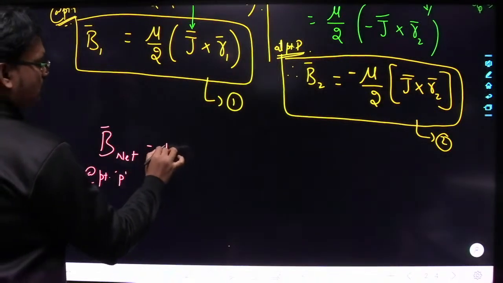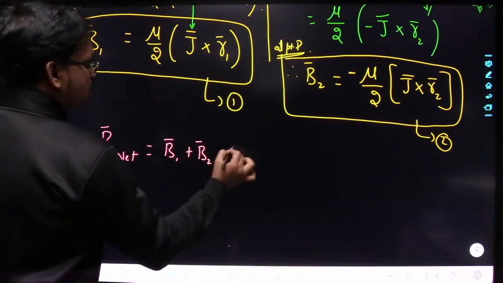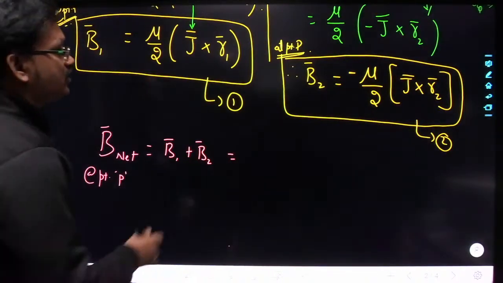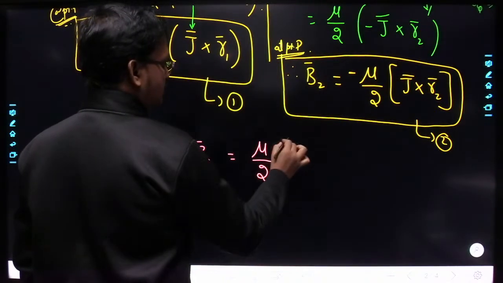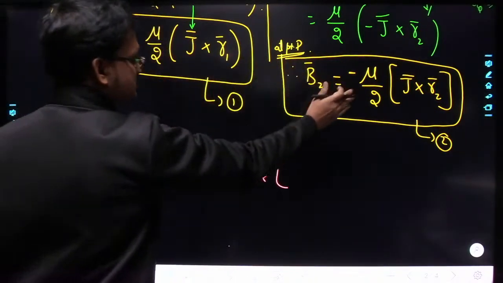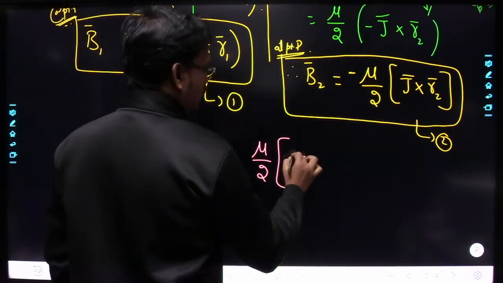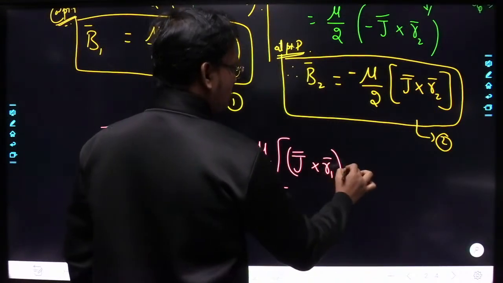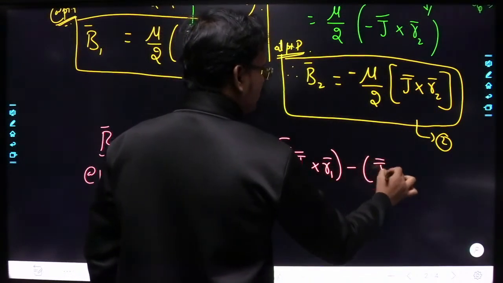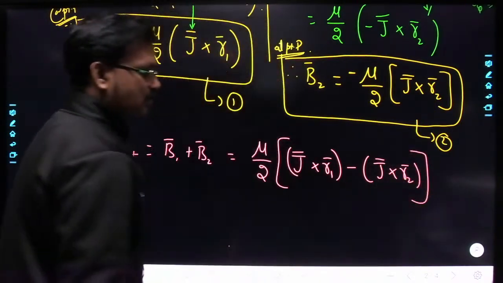It is equal to B1 bar plus B2 bar. So if you do this, what are you going to get here? See, I can take mu by 2 common from this expression. So then I am going to get J bar cross R1 bar, minus of J bar cross R2 bar.